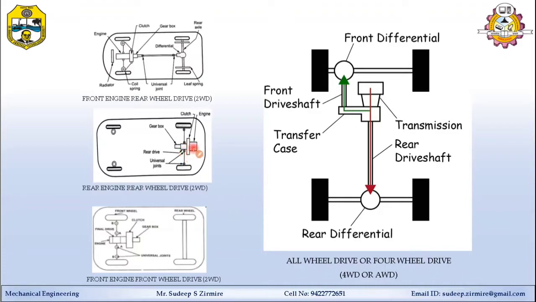Next point is the rear engine rear wheel drive. The best example is the Nano car. The engine is fitted at the back side, over the rear axle.